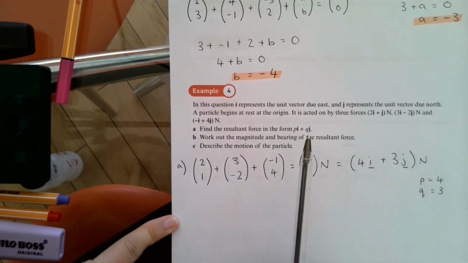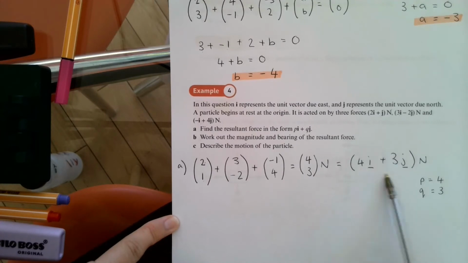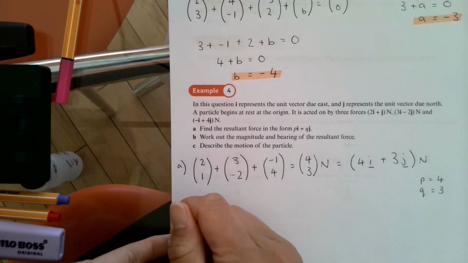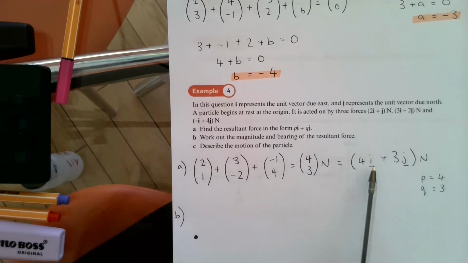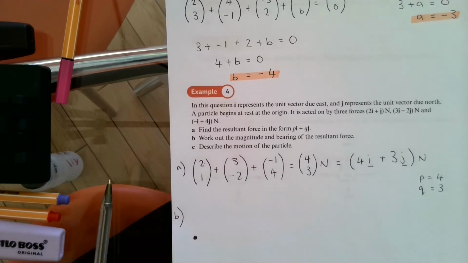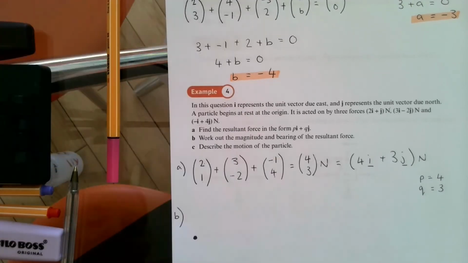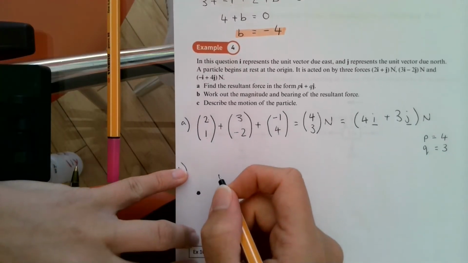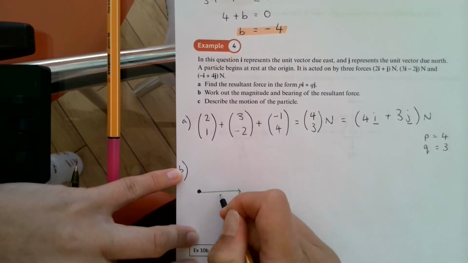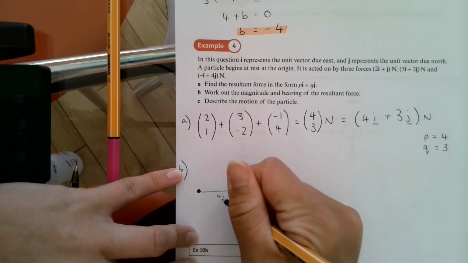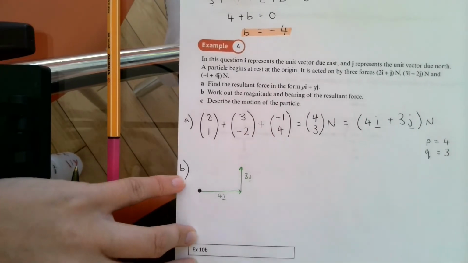Then it says work out the magnitude and bearing of the resultant force. So this is my resultant force here. Now let's have a think about that. If I've got an object and it is being acted on by the force 4i plus 3j. Well, 4i is 4 to the right, so that's my 4i. And 3j is 3 upwards, 3 to the north.